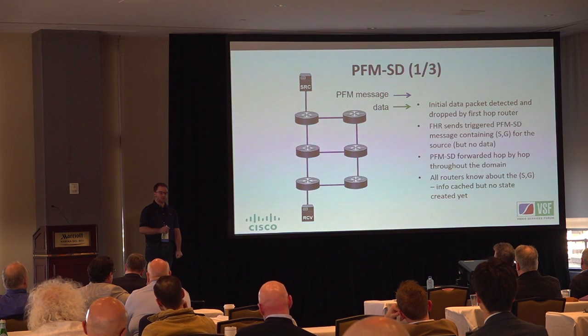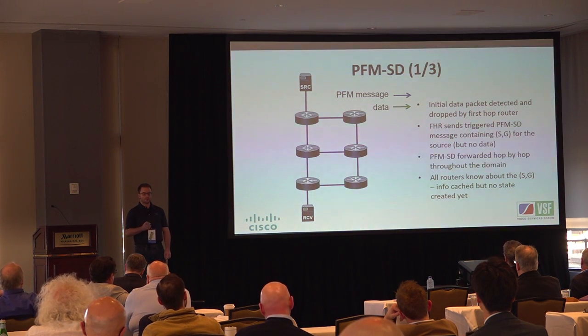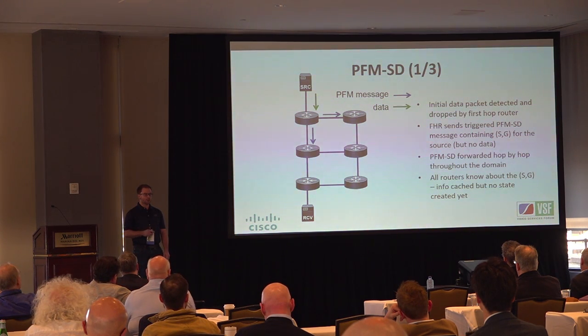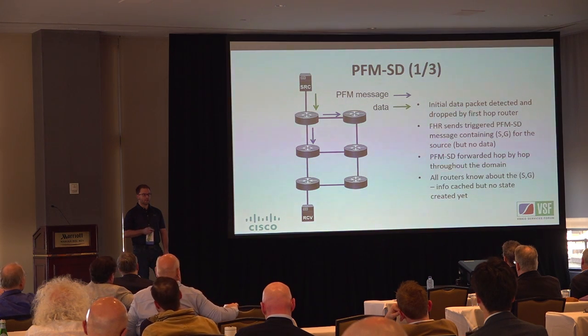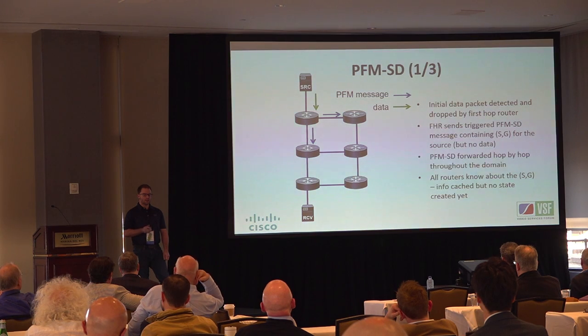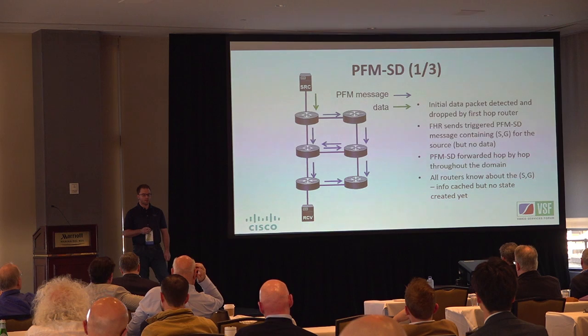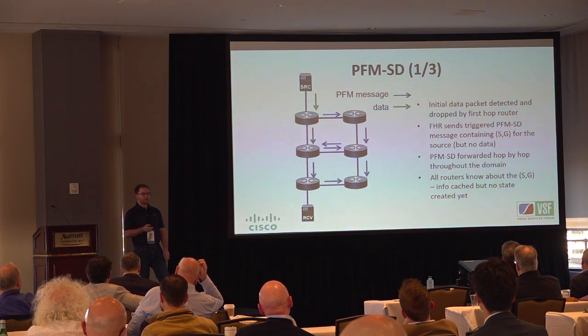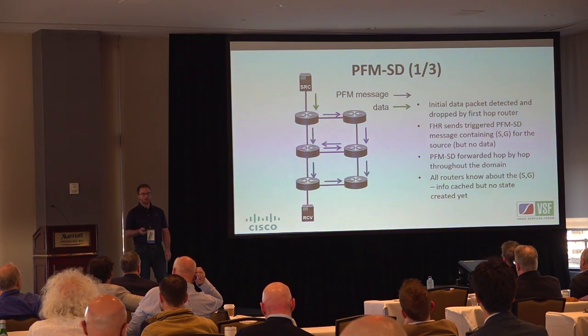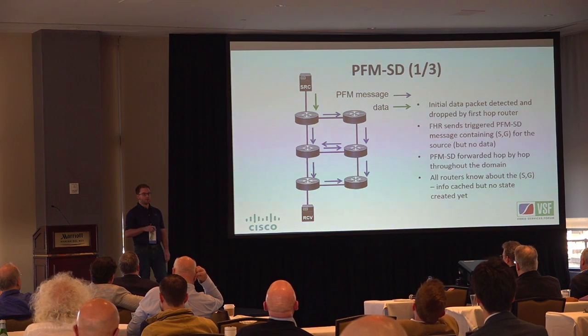So if we were to use that for source discovery, we could have a source arrive at a first hop router, and we could take the information of that first hop router and flood out PFM messages once that initial packet is received, and we can forward hop by hop throughout the entire domain to inform every router about the SG combo inside of the network. All the information is cached inside of every router, but we actually don't build state or routing state in the multicast routers until somebody actually wants to join.